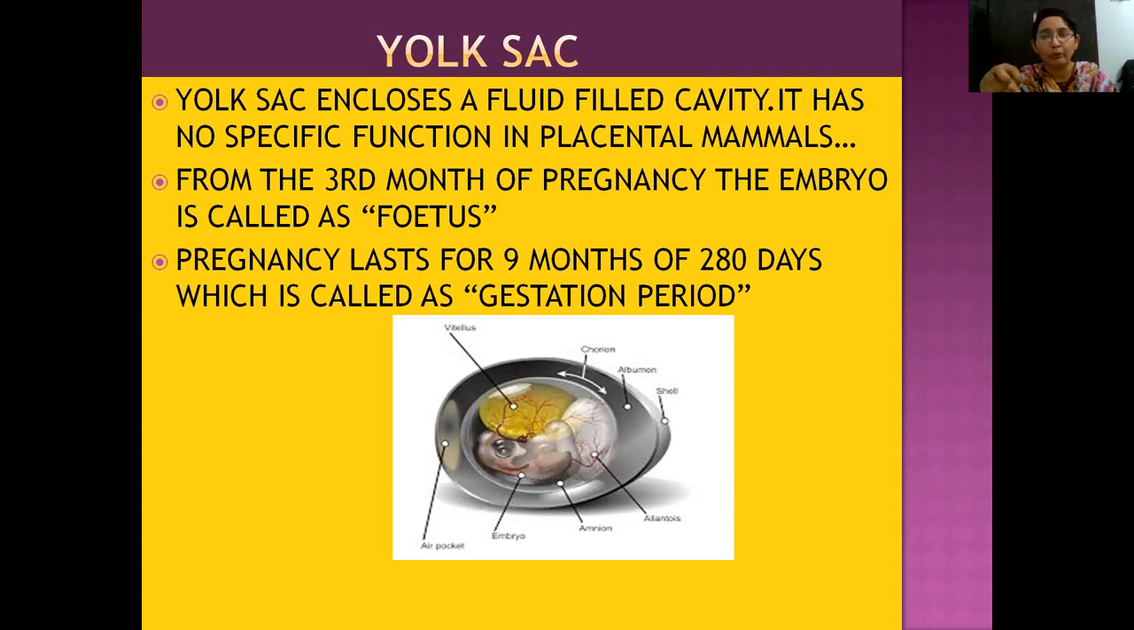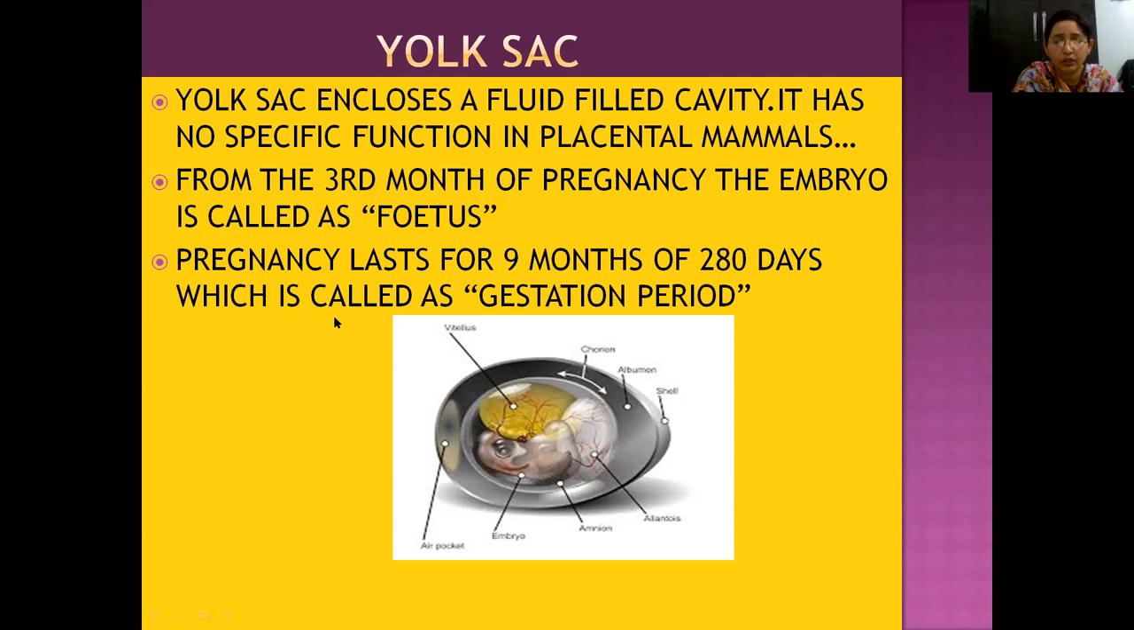Whereas in oviparous animals, when the egg is laid out, there will be no connection from mother to the egg, isn't it? So for the growth of the embryo, the yolk serves as the food for the growth of the embryo. But here in the viviparous, the fetus is grown inside the mother. So this yolk has no role in mammals.